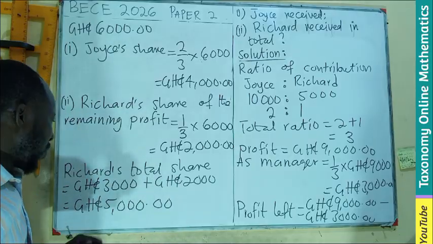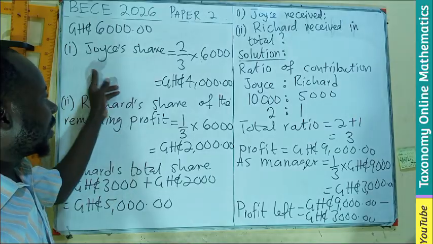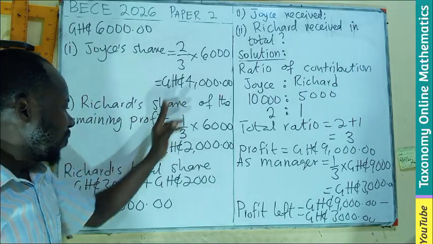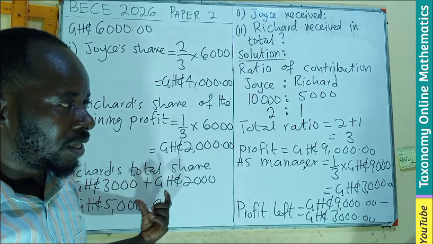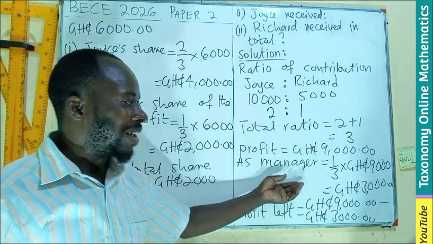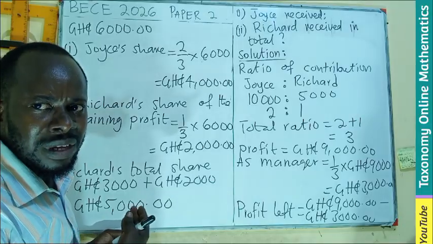So it means that Richard takes 5,000 at the end of the transaction, then Joyce takes 4,000. Even though Joyce contributed more than Richard, Richard is earning 2 streams of income, as a manager and as a contributor. I'm sure the concept is clear.